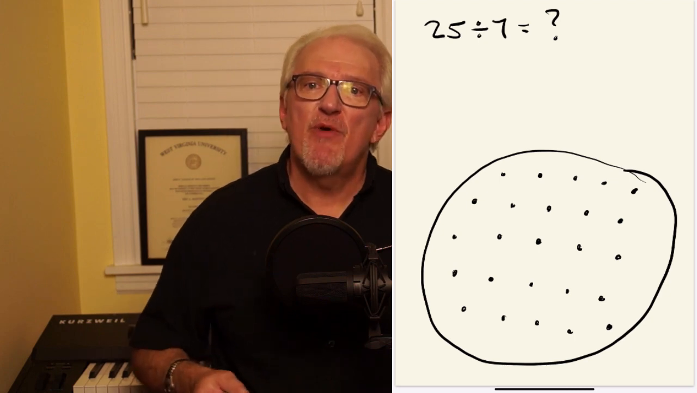For example, we can recognize that one group of 7 dots can be formed with 18 dots remaining, or 2 groups of 7 dots each can be formed with 11 dots remaining, or 3 groups of 7 dots can be formed with 4 dots remaining. So asking for the solution of 25 divided by 7 can be correctly answered as 1 with a remainder of 18, 2 with a remainder of 11, or 3 with a remainder of 4.